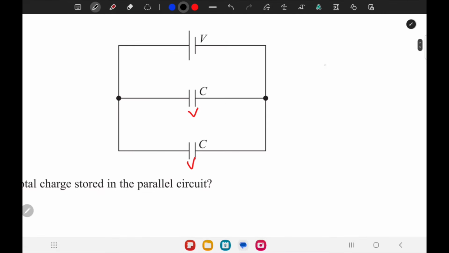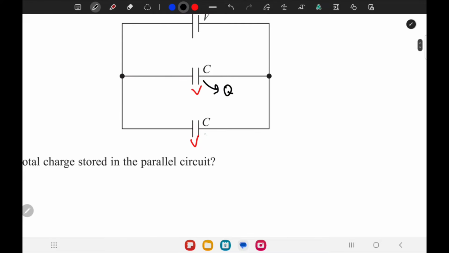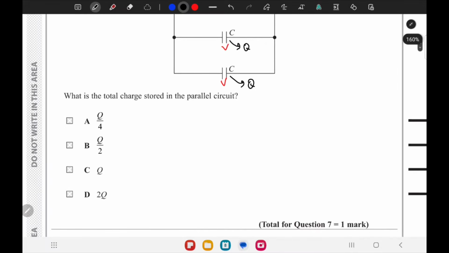So this capacitor will have a stored charge of Q. This capacitor will also have a stored charge of Q. So the total charge stored would be Q plus Q, which is 2Q. So option D is our answer to question 7.